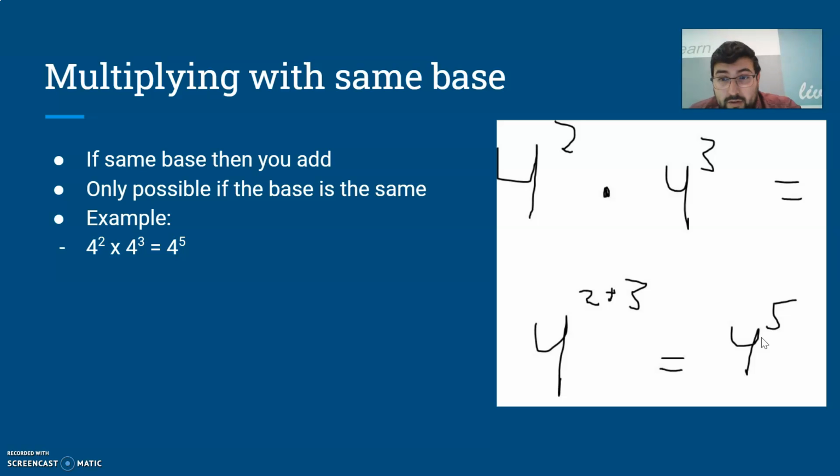Then you just solve as normal. So 4 times 4 times 4 times 4 times 4. And then whatever that is, that's what you would get. So remember, if it's multiplying, you're just adding the exponents. That stands even if it's like 4x squared times 4x to the third, it would be 4x to the fifth.